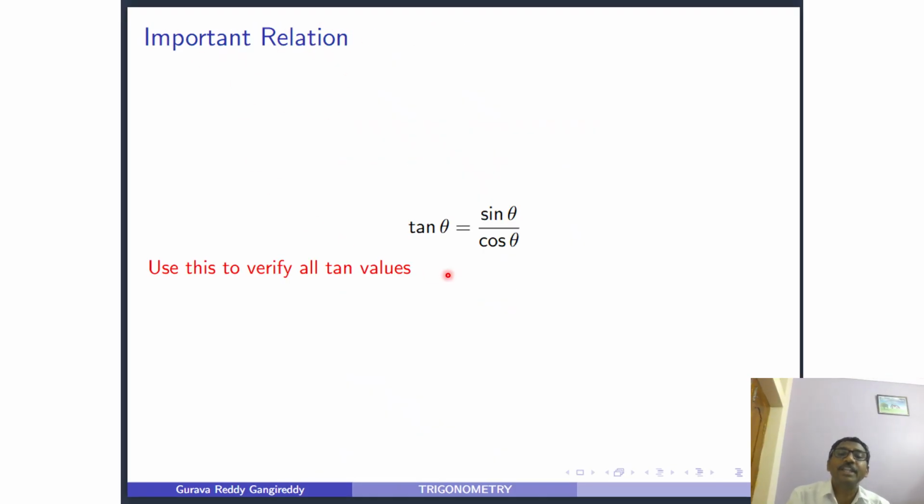Important relation: tan theta equal to sin theta by cos theta. Use this to verify all tan values.